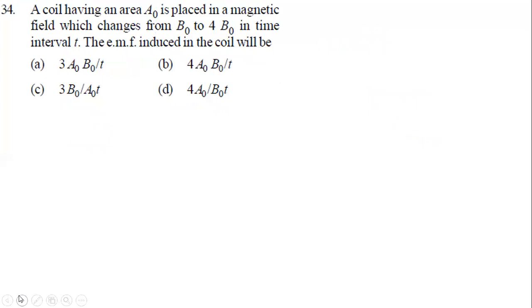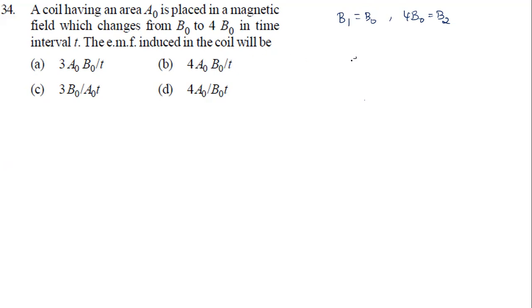Okay, the 34th question: a coil having area A0 is placed in a magnetic field that changes from B0 to 4B0. The initial magnetic field is B0 and the final magnetic field is 4B0, in a time interval T. Now they are asking us the EMF induced in the coil. We need to find out.